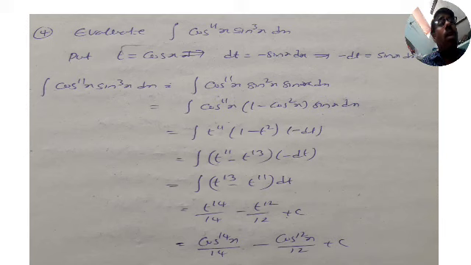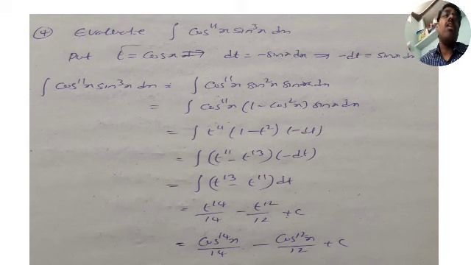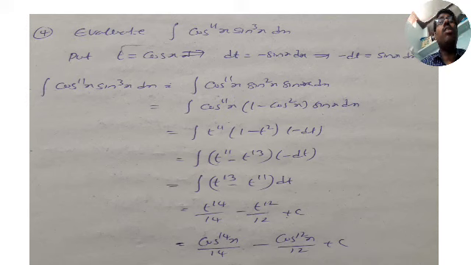First, sine power is odd. Secondly, cos power is odd. And thirdly, both the powers are odd, but sine power is more than cos. Now fourth one, both the powers are odd, but cos power is more than sine.